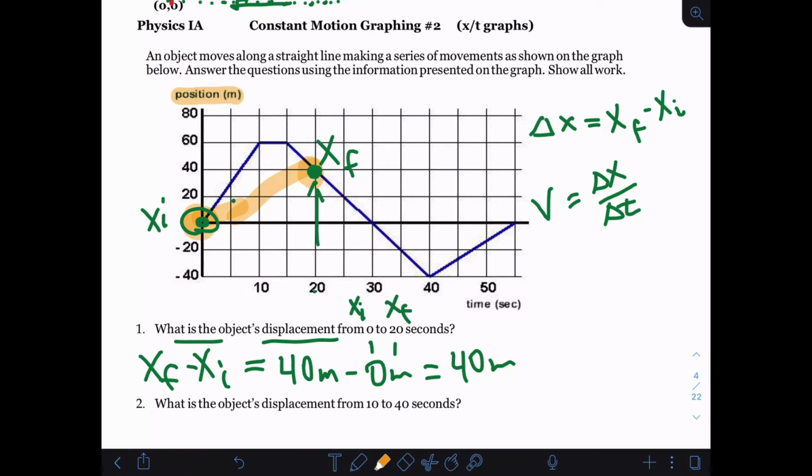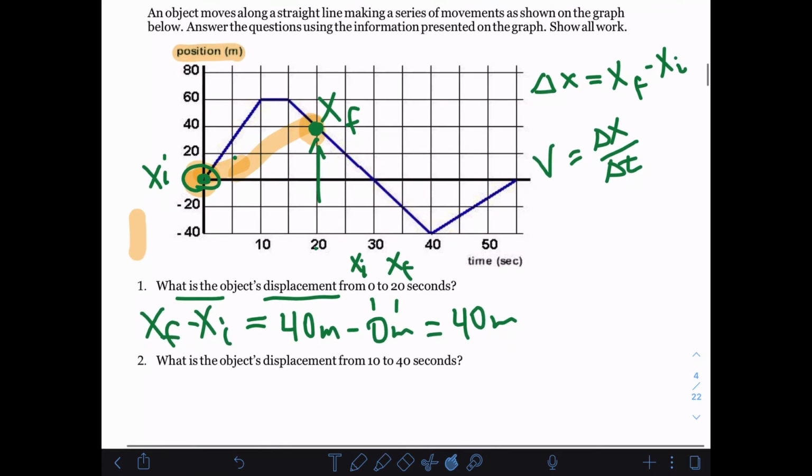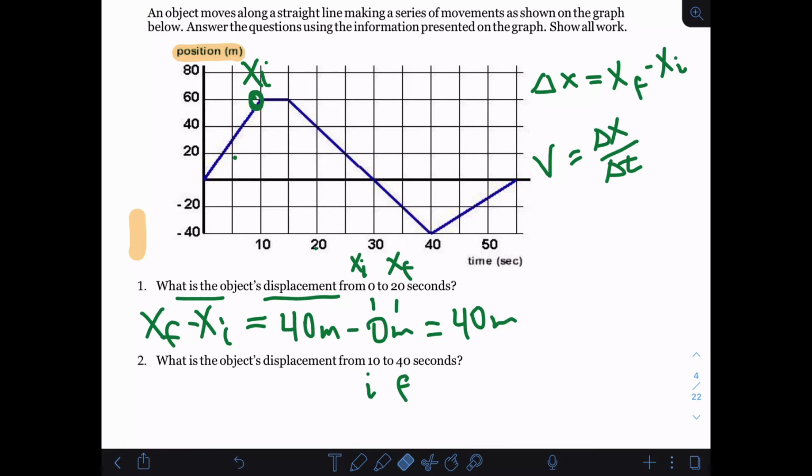Another example that we can do quickly here is, what is the displacement from 10 to 40 seconds? Let's clean this up again. Well, let's take a look at this. This is my initial, and that's my final. So what's my initial position? Well, at 10 seconds, my x initial is up here at 60 meters. My final position occurs at 40 seconds, which will be down here. That's my x final. And so using the same equation, my final is minus 40 because it's 40 meters negative. So it's 40 meters to the left, for example. And we're going to take away from that.